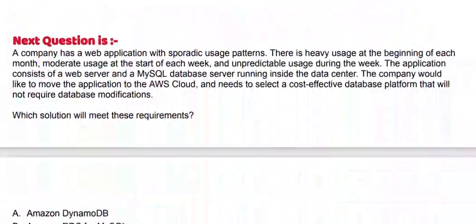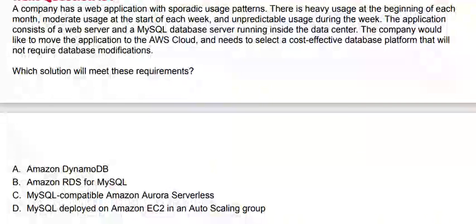Next question is, a company has a web application with sporadic usage patterns. There is heavy usage at the beginning of each month, moderate usage at the start of each week, and unpredictable usage during the week. The application consists of a web server and a MySQL database server running inside the data center. The company would like to move the application to the AWS cloud and needs to select a cost-effective database platform that will not require database migrations. Which solution will meet these requirements?